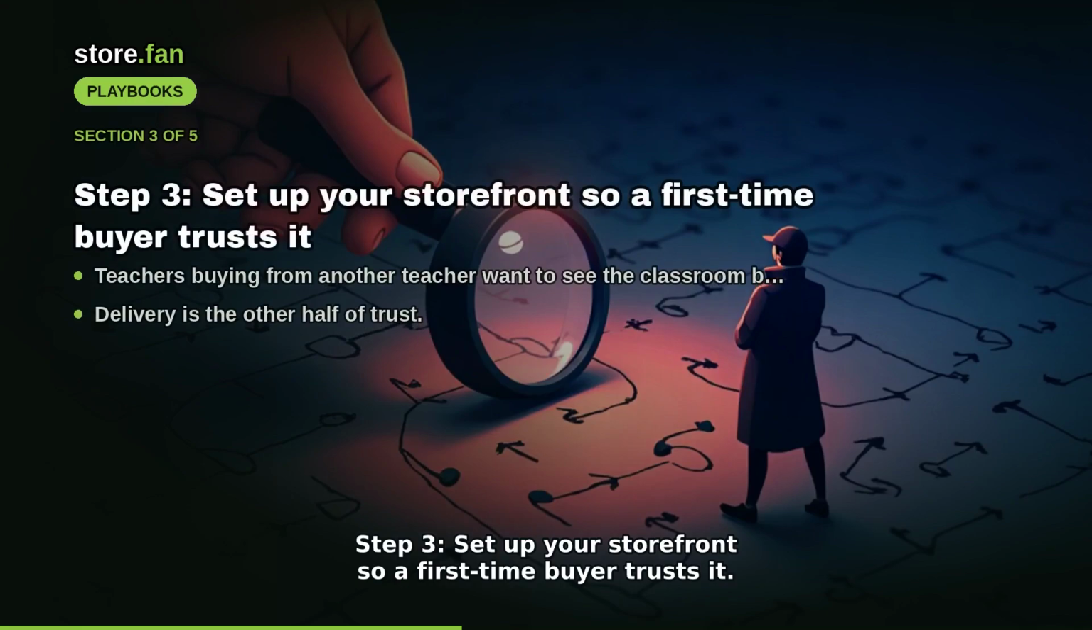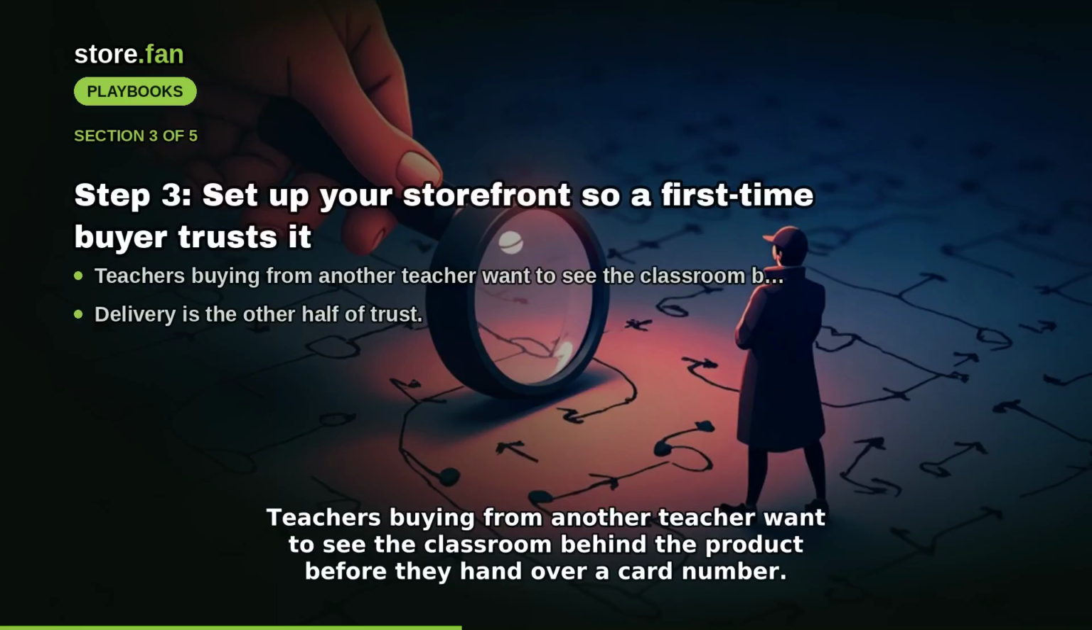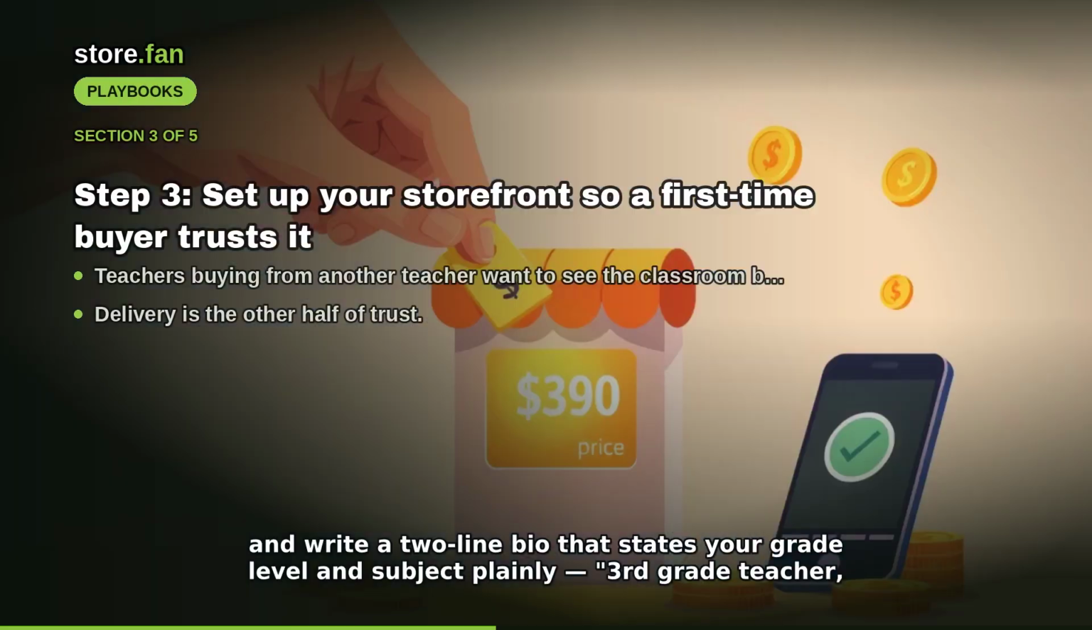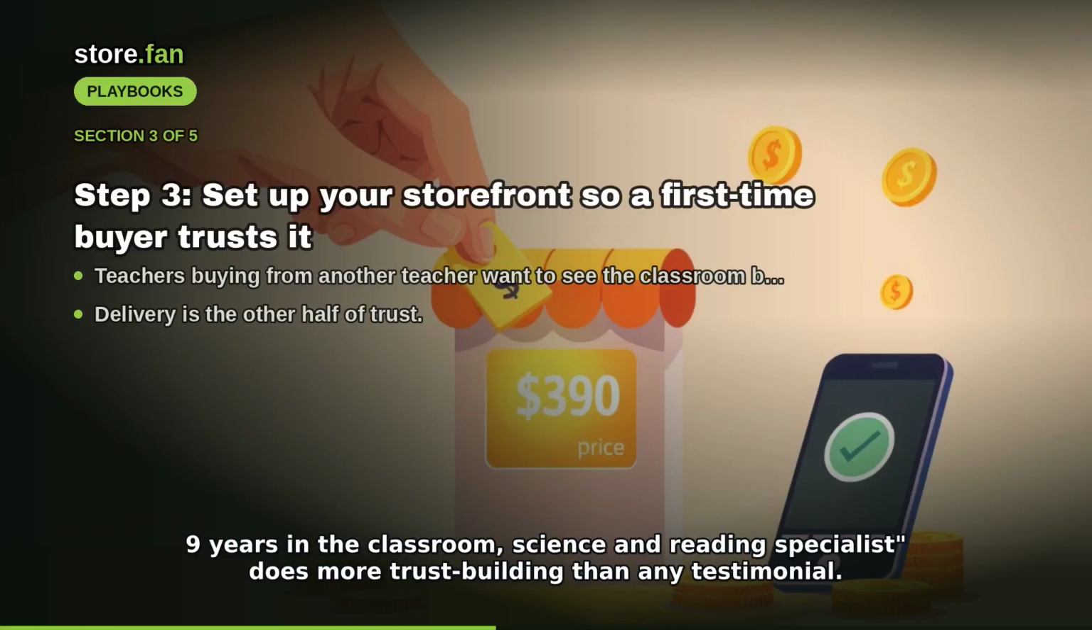Step 3. Set up your storefront so a first-time buyer trusts it. Teachers buying from another teacher want to see the classroom behind the product before they hand over a card number. Use the store designer's cover photo and avatar to put an actual photo of you or your classroom setup at the top of the page. And write a 2-line bio that states your grade level and subject plainly. "3rd grade teacher, 9 years in the classroom, science and reading specialist" does more trust building than any testimonial.